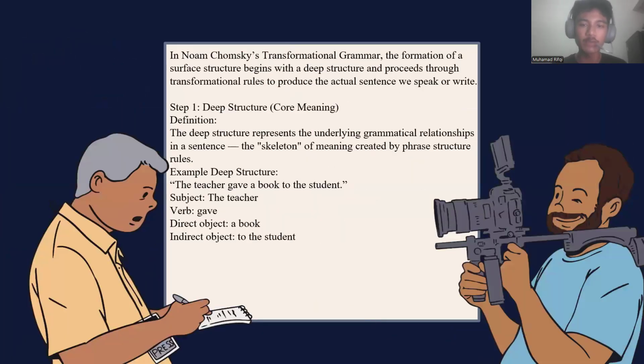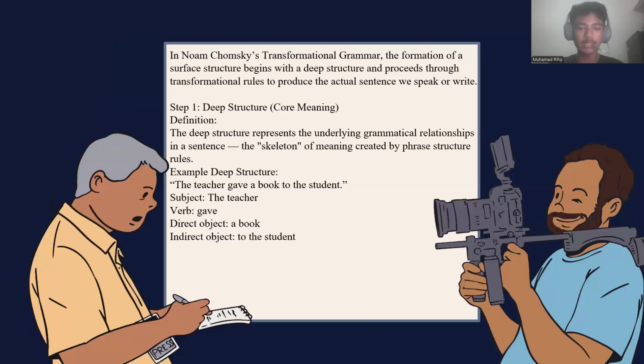In transformational grammar, the formation of a surface structure begins with a deep structure and proceeds through transformational rules to produce the actual sentence we speak or write. Step 1, the deep structure, the core meaning. The deep structure represents the underlying grammatical relationships in a sentence, the skeleton of meaning created by phrase-structure rules.